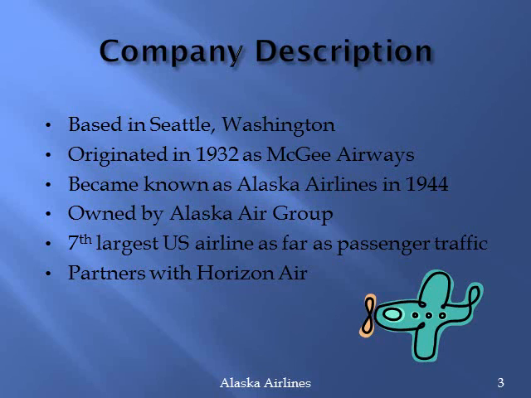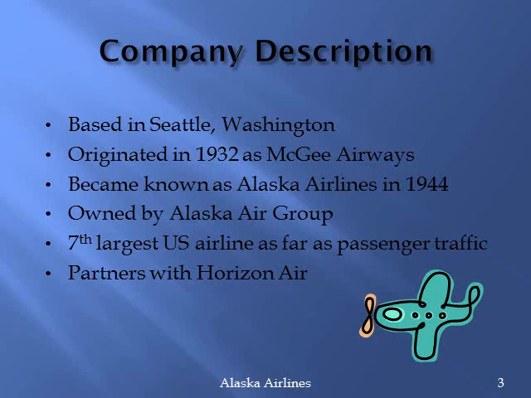The company is based out of Seattle, Washington. The airline originated in 1932, then known as McGee Airways. After many mergers and acquisitions of other airlines, including such companies as Star Air Service, it became known as Alaska Airlines in 1944.